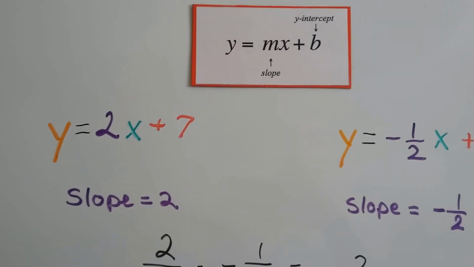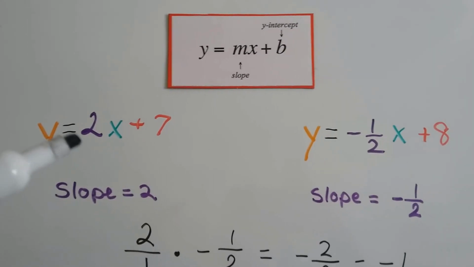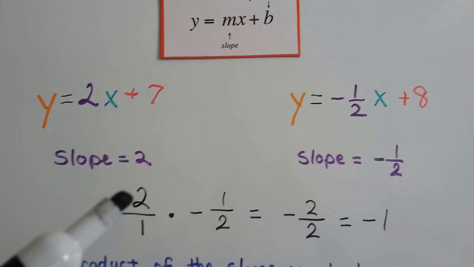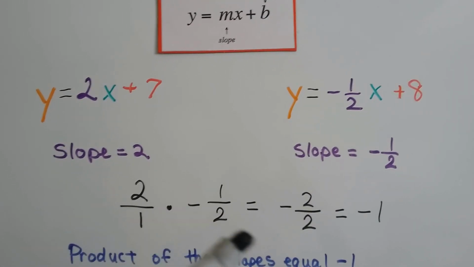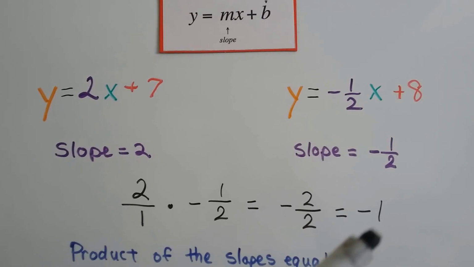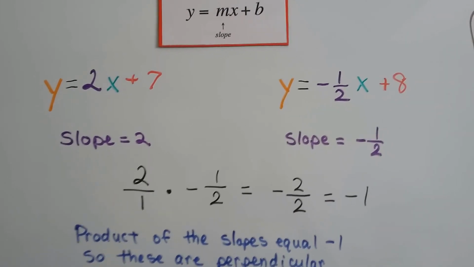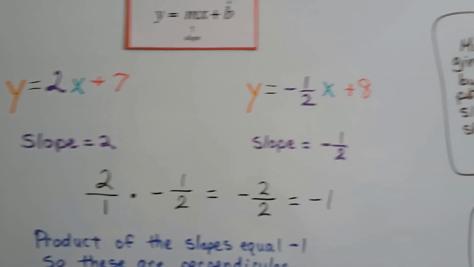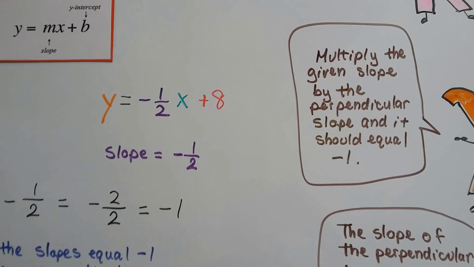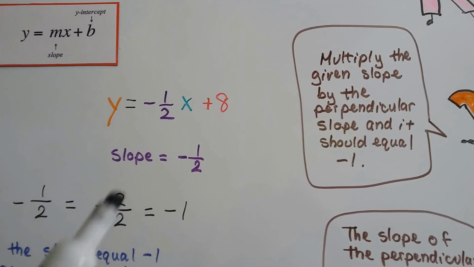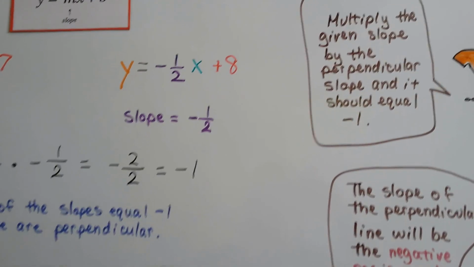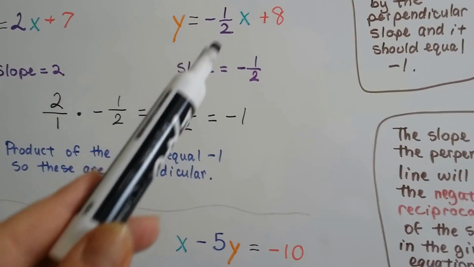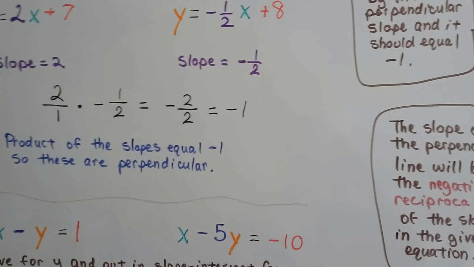Let's take a look at this one. They're already both in slope-intercept form. If we take this slope and we multiply them together, we get a 2 over 1 times a -1/2. That gives us a -2 over 2, which equals -1. The product of the slopes equal a -1, so these are perpendicular. When we multiply the given slope, the first one, by the perpendicular slope, it should equal a -1. Then we know they're perpendicular, okay?